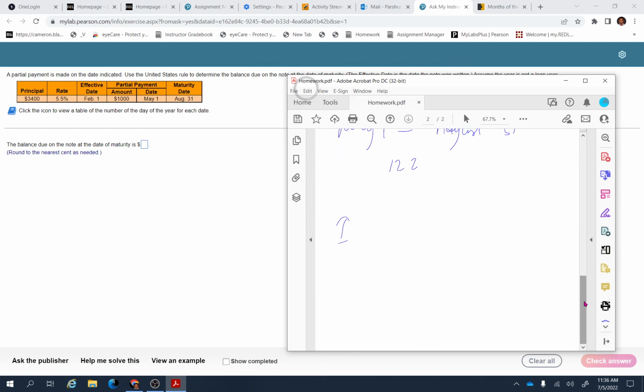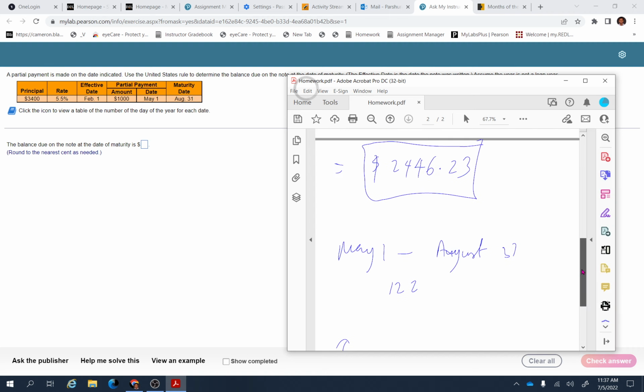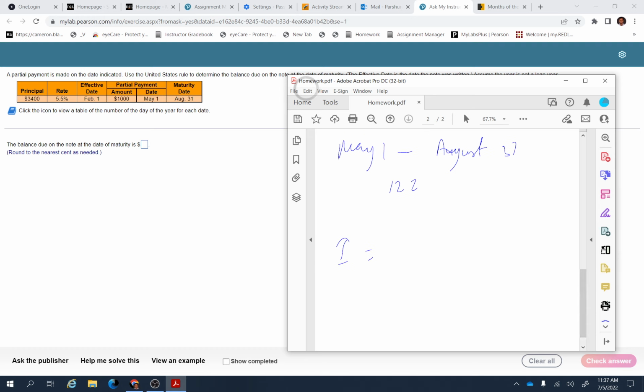That is, interest is this money, $2,446.23, times the rate, which is again 0.055, times 122 days divided by 360, because we would like to convert days into years. If you use this on your calculator, that is 0.055 times 122 divided by 360. So this is the amount of interest we need to pay, $45.60 approximately.